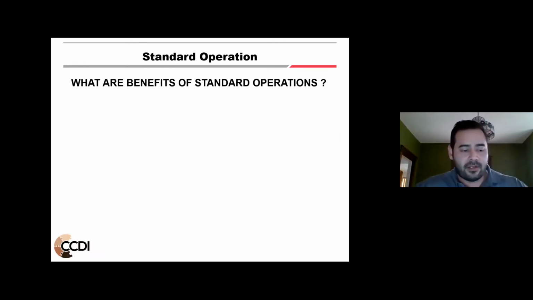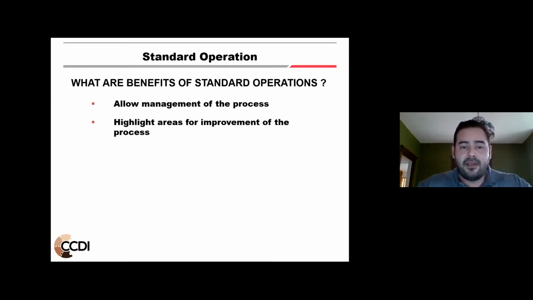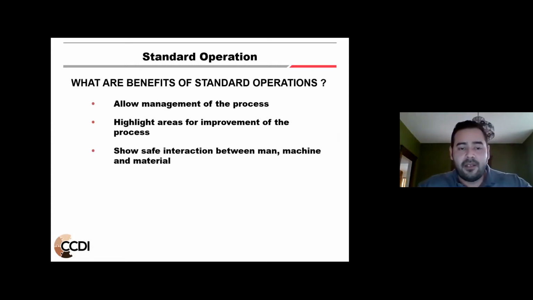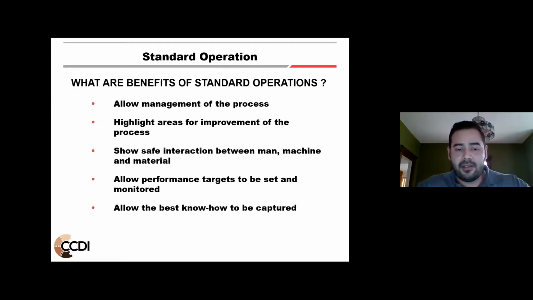All right. And then kind of summing it up, what are the benefits of standard operations? So allow management of the process, highlight areas for improvement. As we saw, there was a lot of improvement in our ABC game. Show safe interaction between man, machine, and material. Allow performance targets to be set and monitored. Allow the best know-how to be captured.